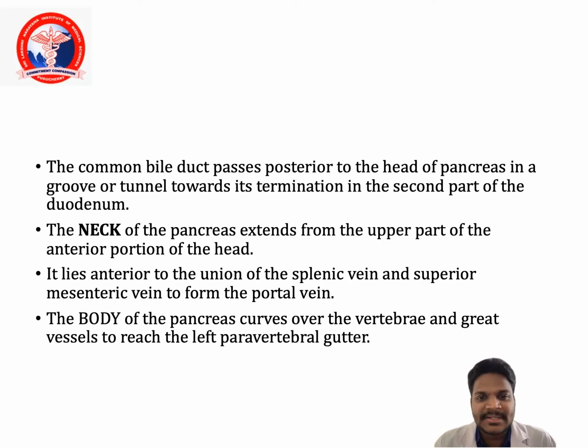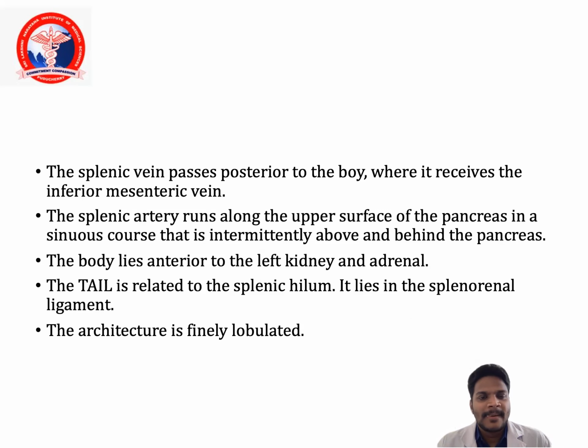The neck of the pancreas extends from the upper part of the anterior portion of the head. It lies anterior to the union of the splenic vein and superior mesenteric vein to form the portal vein. The body of the pancreas curves over the vertebrae and the great vessels to reach the left paravertebral gutter. The splenic vein passes posterior to the body, where it receives the inferior mesenteric vein.